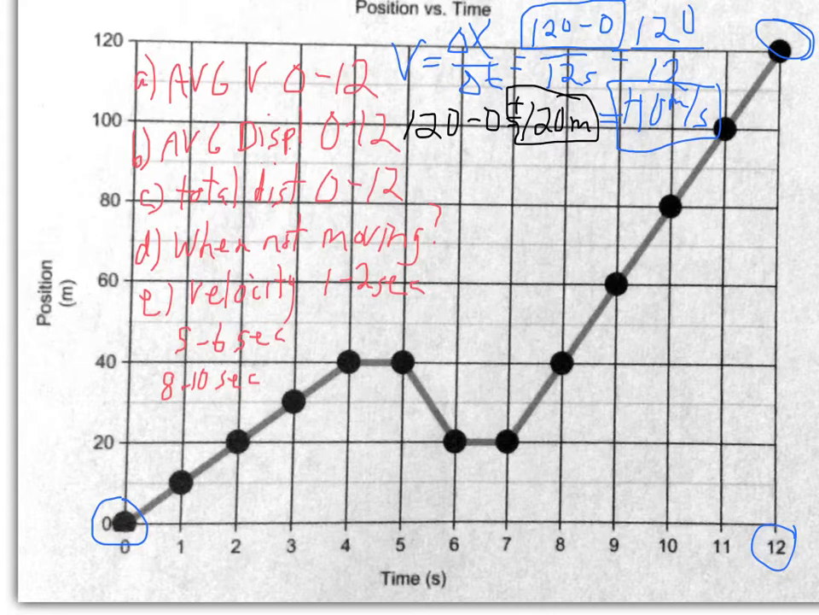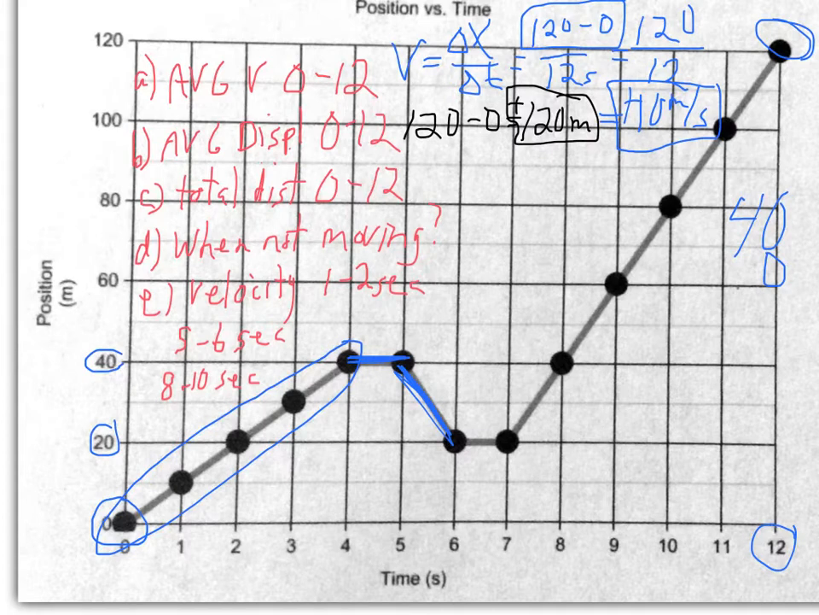Total distance, now this is where you have to be careful. For total distance, we have to include every piece of ground covered. So from here to here, we went 40 meters. From here to here, we went 0. Now, from here to here, where did we go? We went from 40 to 20. How far is that? That's 20 more meters. Again, this is distance. I'm not worried about direction. From here to here, 0.